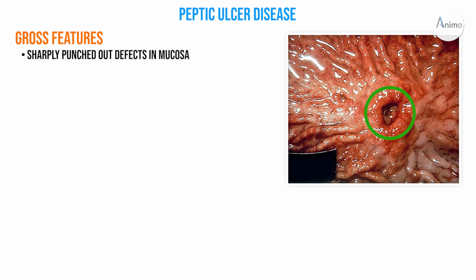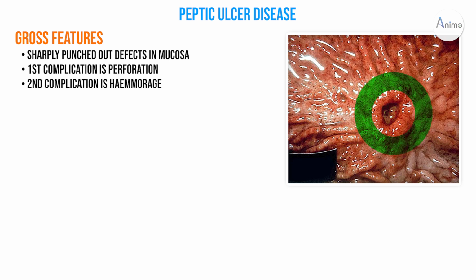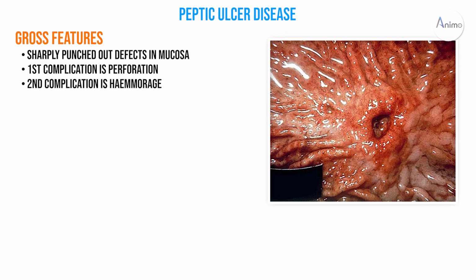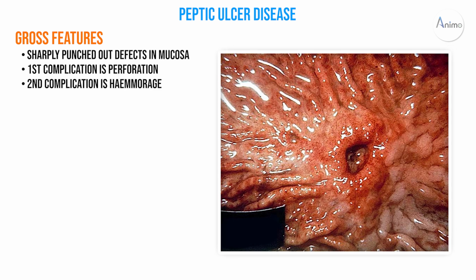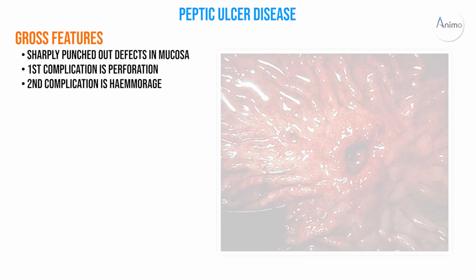There are two kinds of complications which can be found in this disease. Number one complication is perforation, and number two complication is hemorrhage. It may erode the blood vessels, which can cause hemorrhage in a localized area. Look at this image. Here you can find the eroded, sharply punched out defects in the mucosa with hyperemic borders, and it can cause perforation.